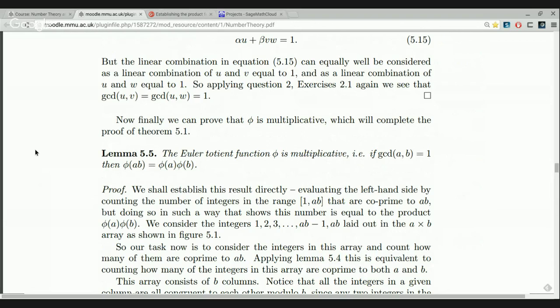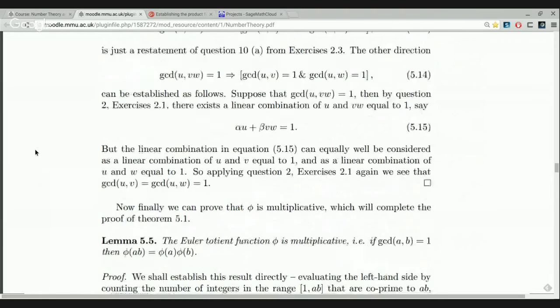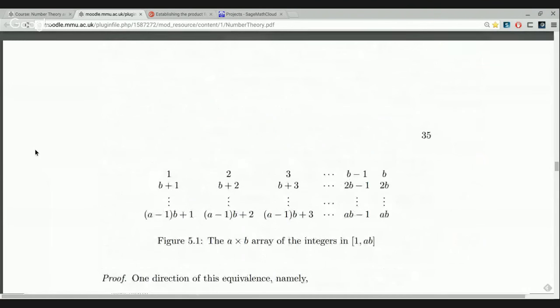Now we're examining this list of integers between 1 and AB. We don't think of it as one long list. We think of it laid out in a grid. And of course, the natural way to lay it out, since we're talking about all the numbers between 1 and A times B, is in an A times B rectangle. So we lay out all these numbers: 1, 2, 3, 4, 5, 6, B plus 1, B plus 2.